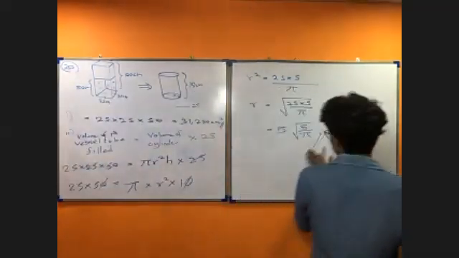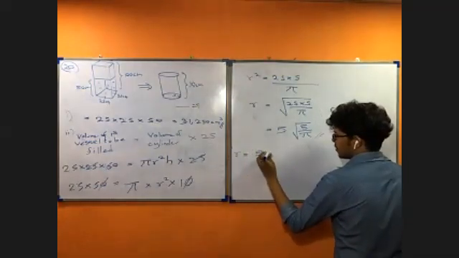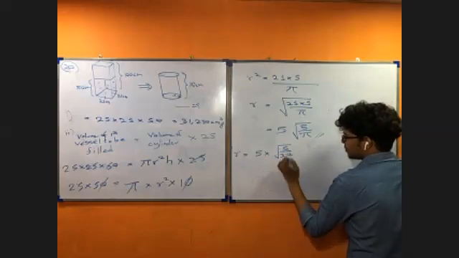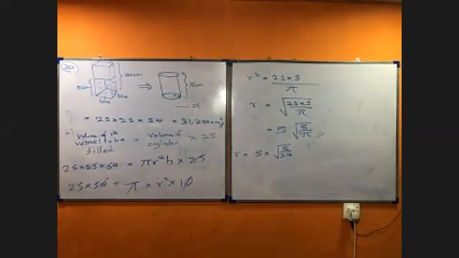So now, okay, this is the answer. So now you need to find r is equal to 5 times the square root of 5 divided by 3.14. So square root of 3.14, what is that? Again, you have to use logarithm to find the value. So you can use logarithm.